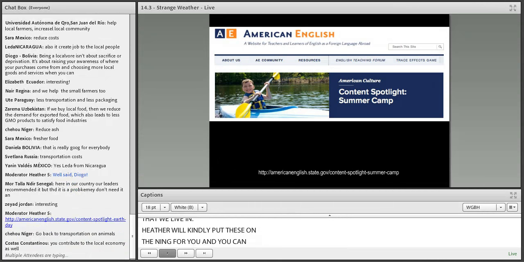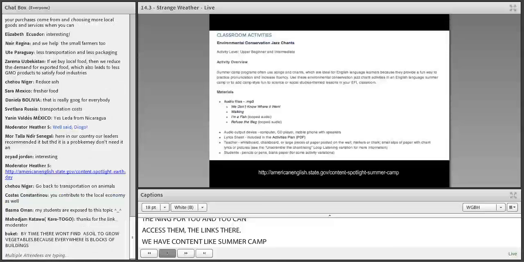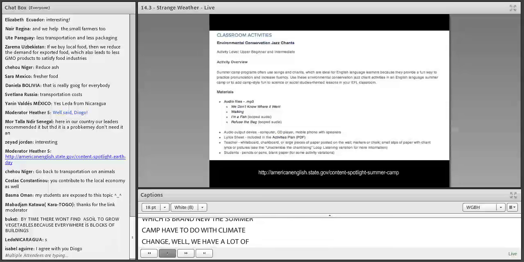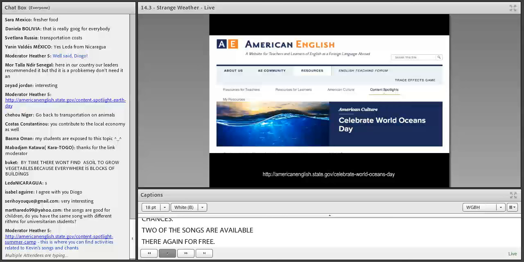We have Content Spotlight Summer Camp, which is brand new. What does summer camp have to do with climate change? Well, we have a lot of activities, including environmental conversation jazz chants. Two of the audios that you heard today are available there, again, for free, and other great activities. There's also World Oceans Day at American English. More activities.